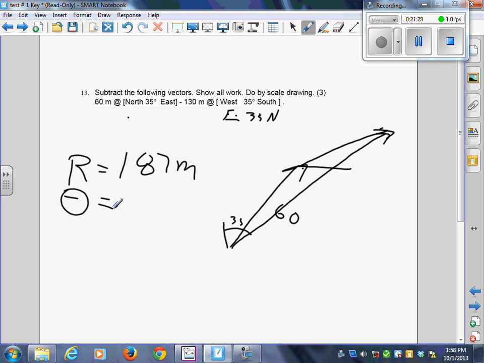I got 49, right? That's going to be north 49 east. From the north, measure 49 degrees east. Okay? Look at yours. See what you did wrong.